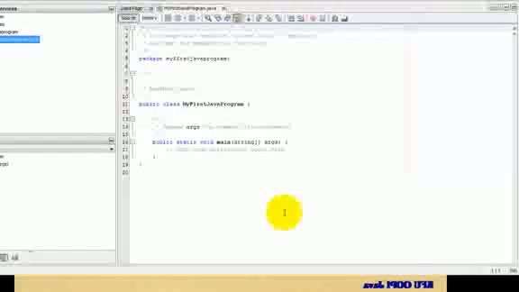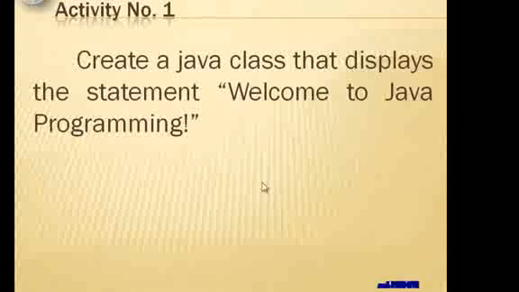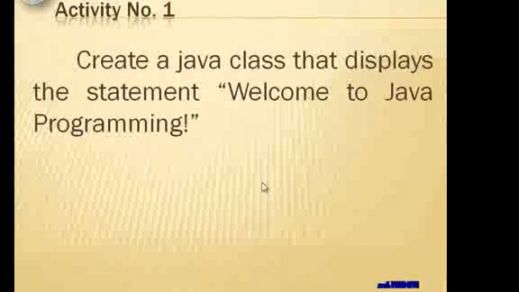The most basic statements that we need to learn are how to display information on screen and how to input data. We will make this tutorial easy to understand by always providing an activity and understanding it using an IPO chart, or input process output. Let's start with activity number 1. We will create a Java class that displays the statement Welcome to Java Programming. There's no input in this activity, no process to be done, and the only output is to display the statement Welcome to Java Programming.